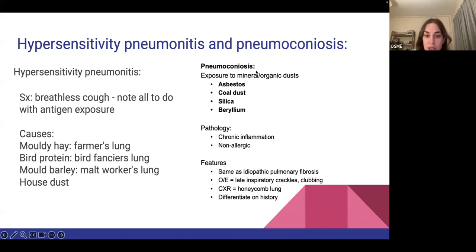And then pneumoconiosis is more of an occupational exposure thing. Again, it's chronic inflammation that's not an allergy picture and it causes fibrosis. It's more differentiated by the history of presenting complaint. So there'll be this whole occupational exposure, compared to idiopathic pulmonary fibrosis, where there won't necessarily be anything that points you towards exposure to these kinds of organic materials.